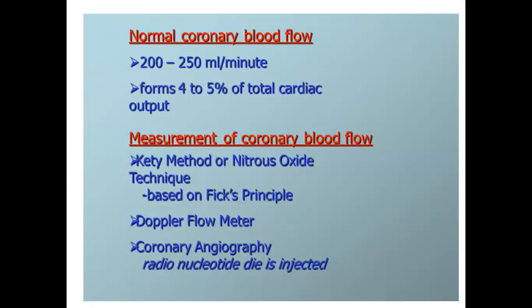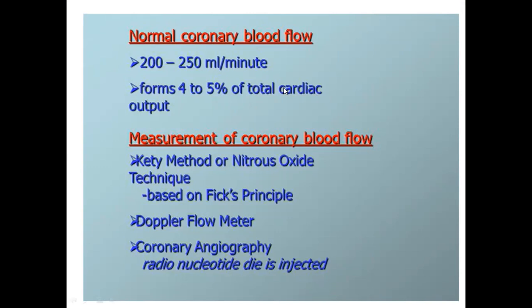Now, the normal coronary blood flow: what volume of blood passes through the coronary vessels or the coronary arteries in 1 minute? You have about 200 milliliters to 250 milliliters of blood passing through the coronary arteries in 1 minute. And this forms about 4 to 5% of the total cardiac output.